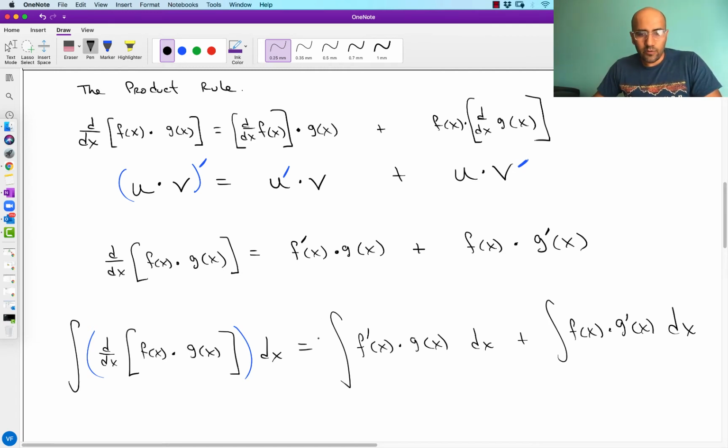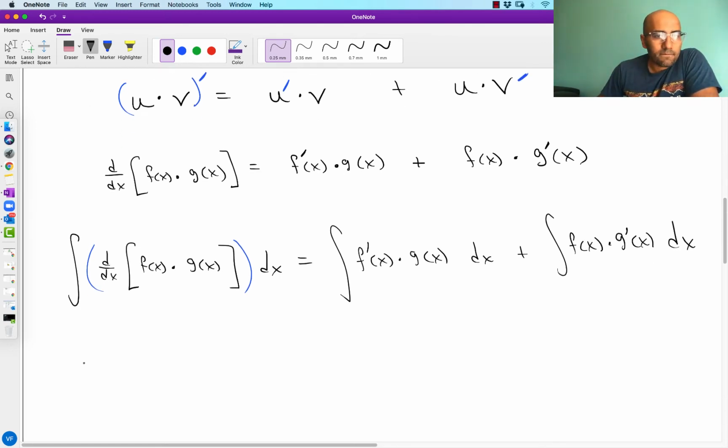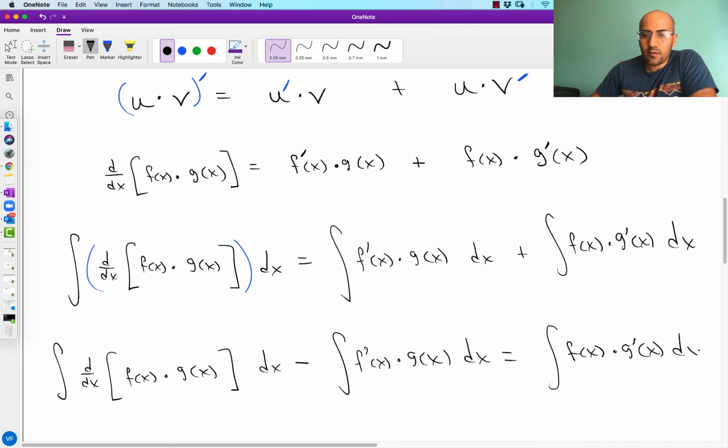Okay, so next, what I want to do is take this entire value here and move it over to the other side. And I end up with the integral of the derivative of f of x times g of x dx minus the integral of f prime of x times g of x dx equals the integral of f of x times g prime of x dx.